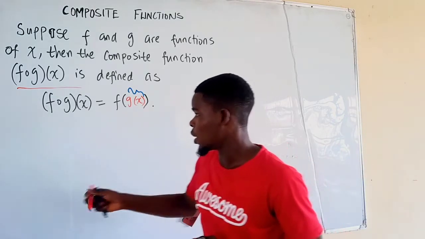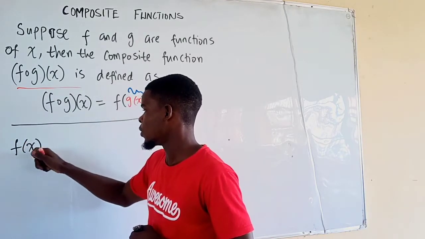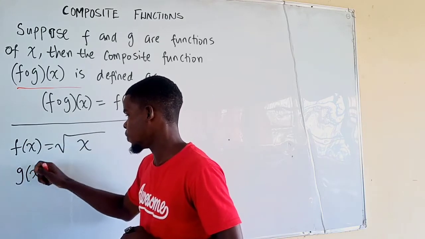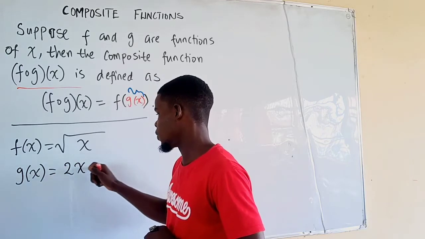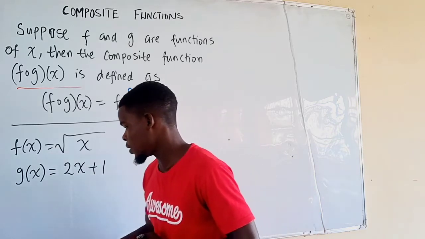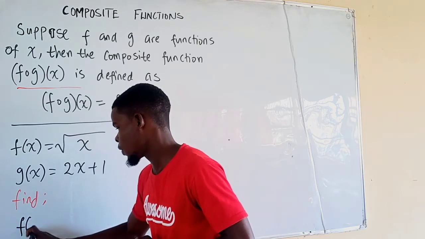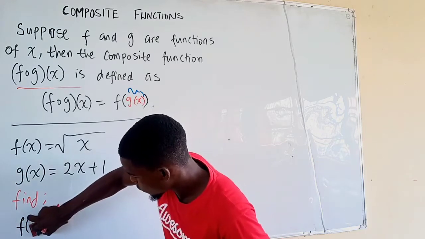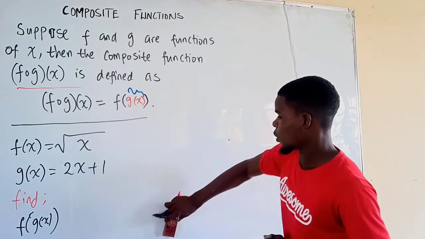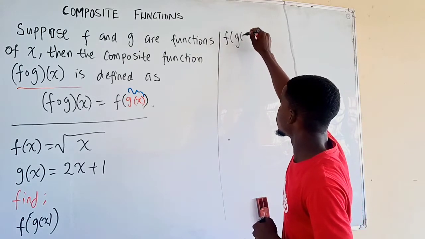As an example, I'll give you a function. Let f of x be given to be the square root of x, and then we give g of x to be, let's say, 2x plus 1. Then you have to find the composition of these two functions. So you have to find the composition of f with g of x, so f of g of x. Let's see how we are going to do it over here. So let me put down that notation again, f of g of x.